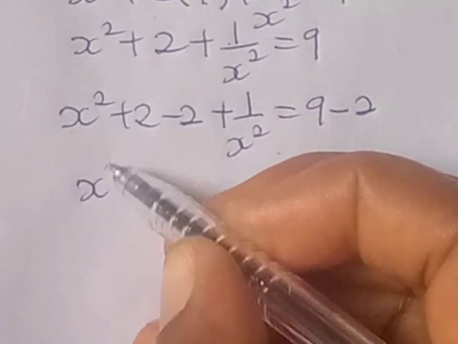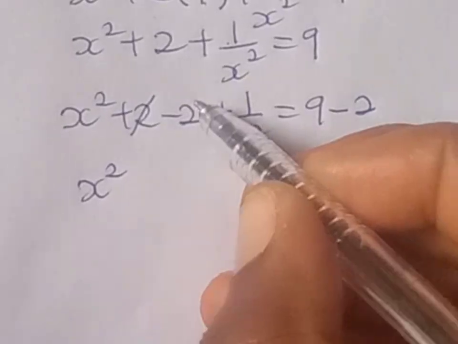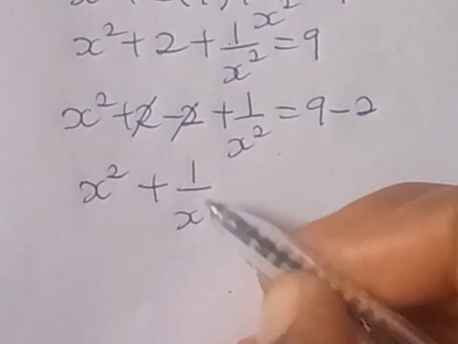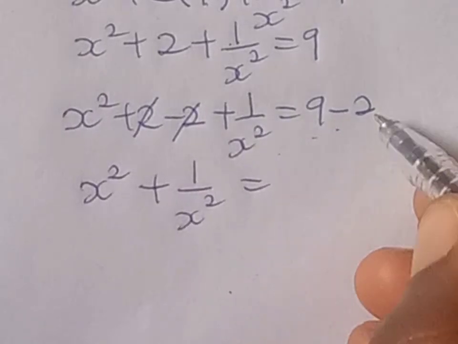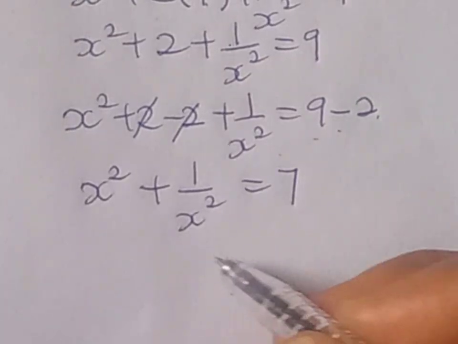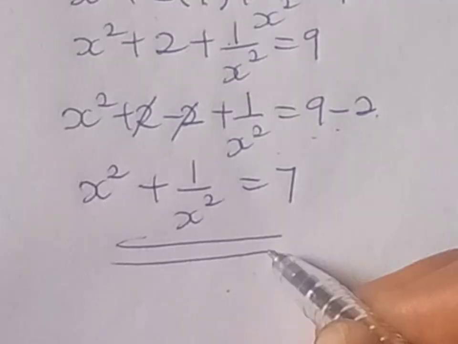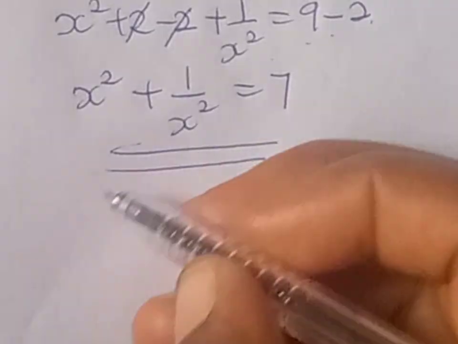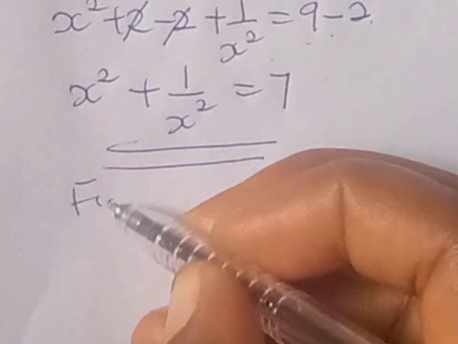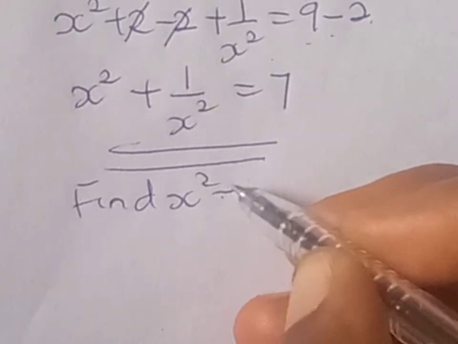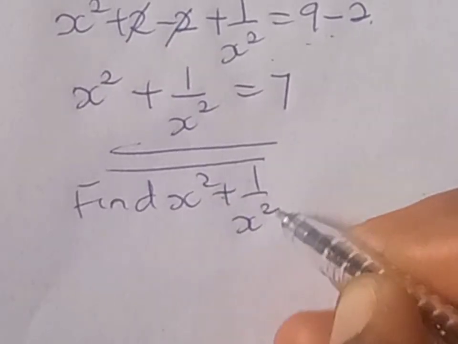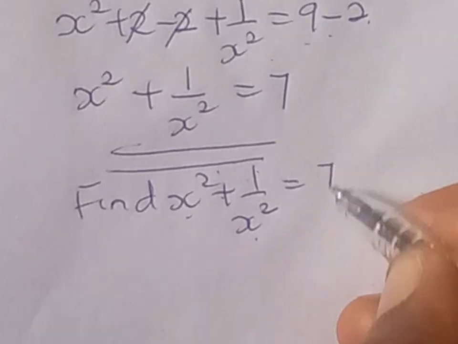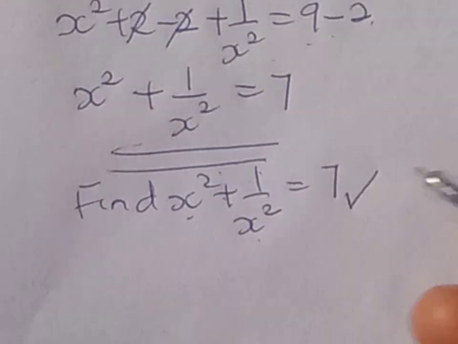Now we have what? X squared, plus 2 minus 2 has gone, plus 1 over x squared equals 9 minus 2, which is 7. Here is our final and correct answer. Now back to our question, which says find x squared plus 1 over x squared. So x squared plus 1 over x squared equals 7, which is perfect.